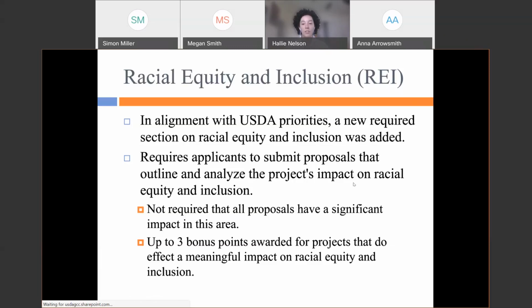Explicit answers to the questions are not required. Rather, the questions are there to assist in crafting meaningful applications. While all proposals are required to outline and analyze how the project will impact racial equity and inclusion, it is not required that the proposal have a significant impact in this area.